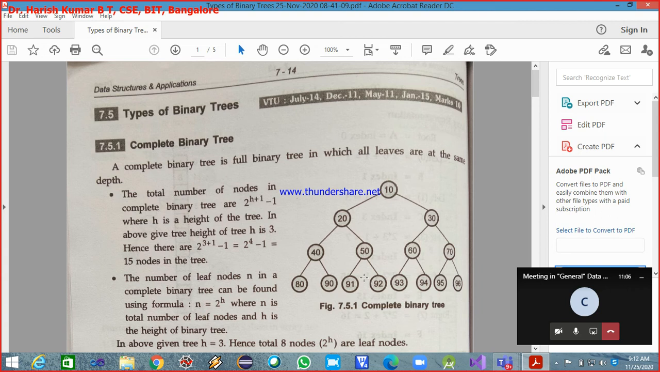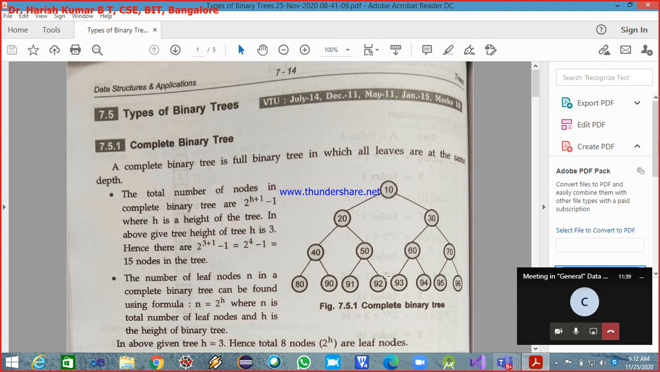Now what is the height of this particular example tree shown over here? This is level 0, this is the first level, this is the second level, and this is the third level. Now the height of this binary tree is 3. Now if I substitute this 3 in place of h, 2 raised to 3 plus 1, minus 1, that is 2 raised to 4 minus 1, so 15 nodes are there.